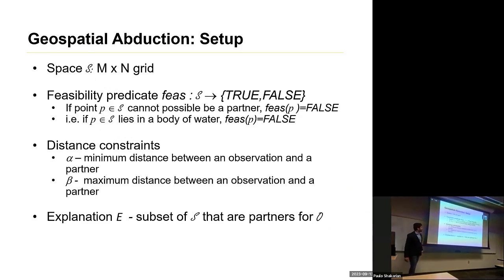So how do we set this up? Well, we had space, so we just did a discrete grid over the geographic area. We had this thing called the feasibility predicate, a function that took locations in the space and just maps them to true or false. So very simple. We would say it's false if the location was in the water, or in a neighborhood that wasn't friendly to the people planning the roadside bombs. So we have that bit of information, and then we have distance constraints, and then the explanation is a subset of the space where everything in the observation set has a partner or hypothesis.